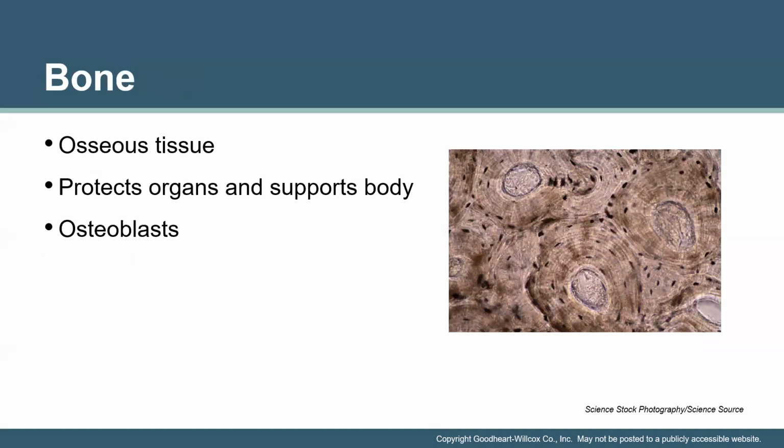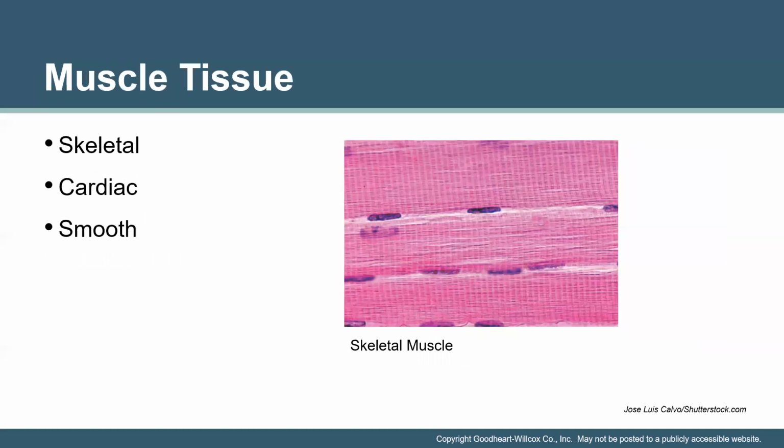The last type of connective tissue is blood, which is not listed here in this order, but I'm going to mention it here. Okay, yes, blood is also classified as a connective tissue. The cells involved are red blood cells or erythrocytes, white blood cells or leukocytes, and platelets. Its extracellular matrix is the blood plasma.